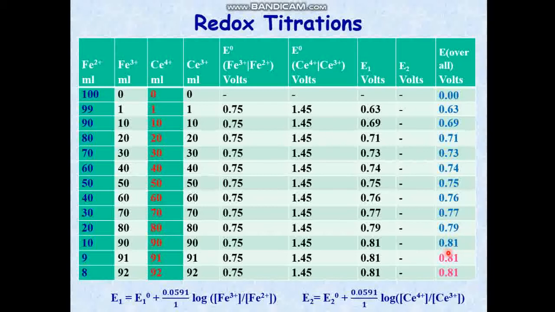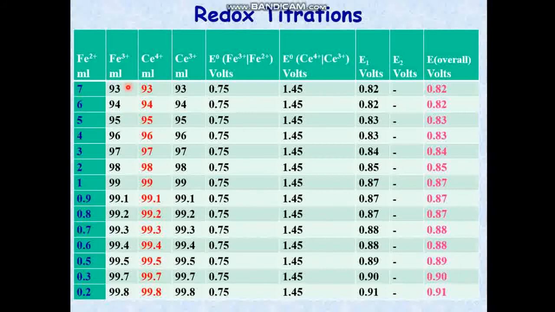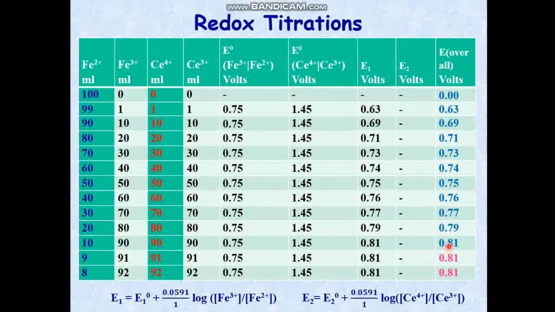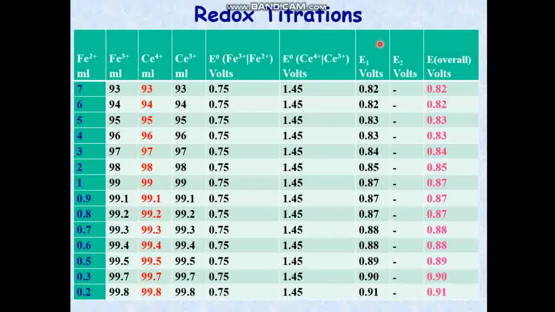Now in the next slide you find 93, 94, 95, up to 99. Just 9 ml has been added, and what is the change? 0.81 to 0.87, that is 0.06. So in the previous slide, for 10 ml addition, the increase was 0.02. In the next slide, for a further 9 ml addition, the change is 0.06, from 0.81 to 0.87.